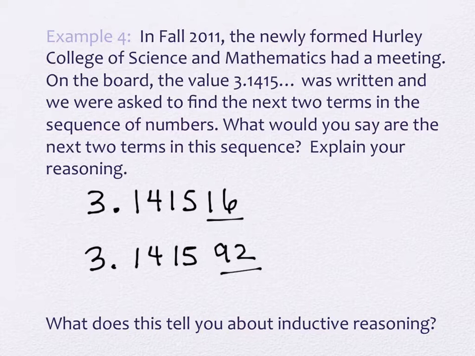So what I want you to take away from this particular example is this next question. It says, what does this tell you about inductive reasoning? What it should tell you, and I'll let you write this in your own words, is that inductive reasoning doesn't always come out with the same answer from different people's perspectives or different perspectives of the problem. Sometimes there's more than one legitimately expected answer.